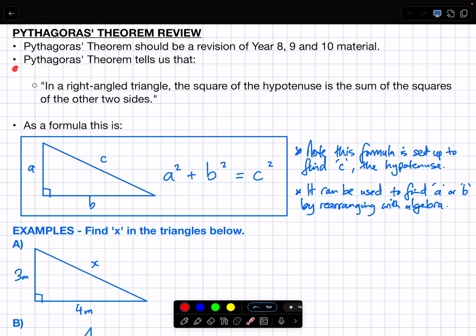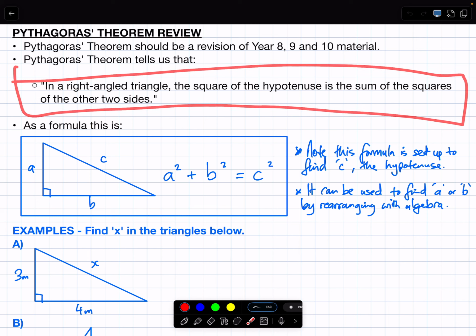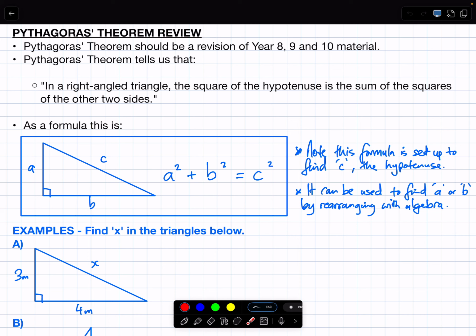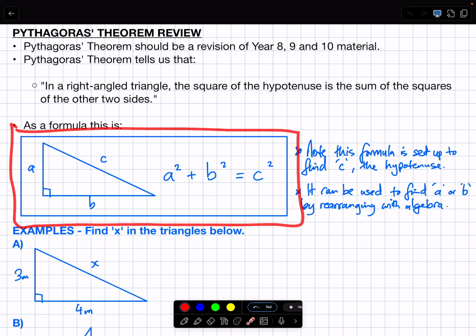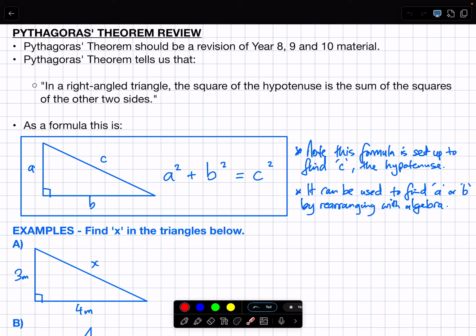You don't need to remember that, because writing that on your cheat sheet won't help you as much as this. The formula that you need for Pythagoras is this. The short sides should always be A and B. C is the hypotenuse. I'll write it on there to help you out. C, hypotenuse. The hypotenuse on a right-angled triangle is always the longest side. A squared plus B squared equals C squared. Please note the formula is set up to find C, the hypotenuse.